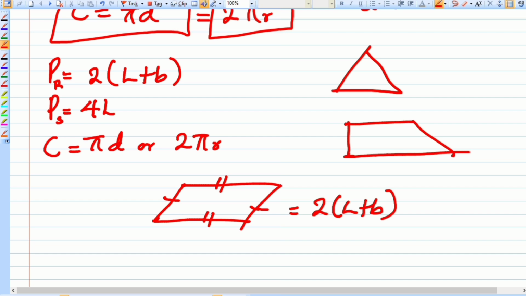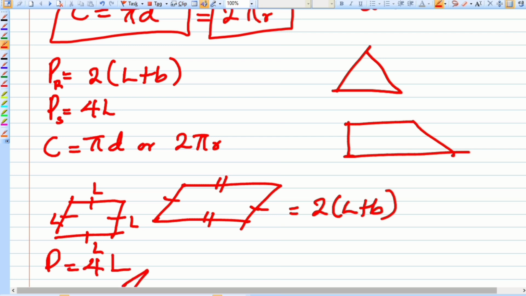And also a rhombus has the same perimeter as that of a square, since all the sides of a rhombus are equal. So the perimeter of a rhombus is still going to be 4L. But for a triangle or a trapezium, there is no definite formula for calculating the perimeter. When you're given the triangle, you just get the distance around the triangle and that will be the perimeter.